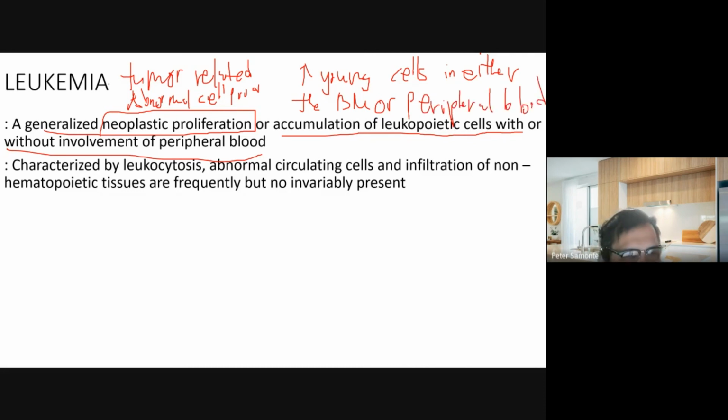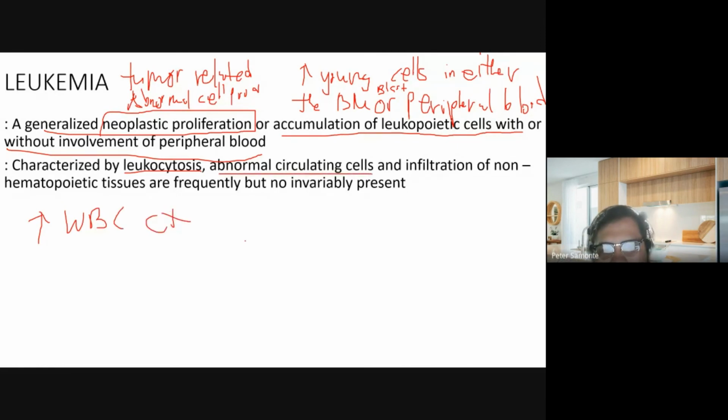Again, your leukemia is a generalized neoplastic proliferation. It means it is a tumor-related abnormal cell production. And it is also the accumulation of leukopoietic cells with or without the involvement of peripheral blood. Meaning there is increased young cells, specifically the blasts, in either the bone marrow or the peripheral blood. It is characterized by leukocytosis. When I say leukocytosis, increase ang WBC count nyo.